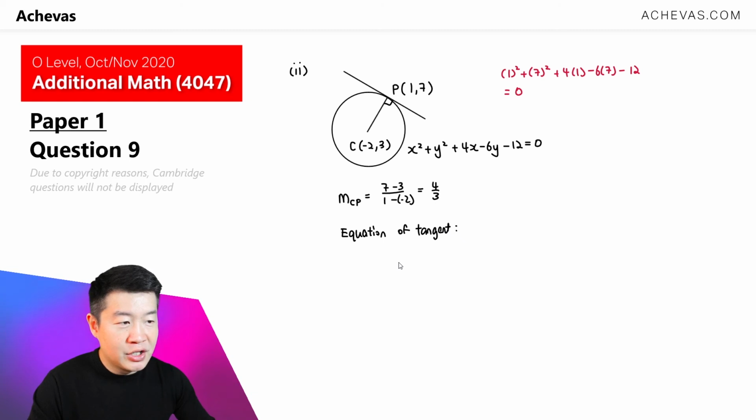The equation of the tangent will be y minus the y coordinate of a point that is on that line, which is 7, is equal to the gradient, which is minus 1 over this, which is minus 3 over 4, then x minus the x coordinate of point P, 1. And we will deduce that the equation is y is equal to minus 3 over 4 x plus 31 over 4.